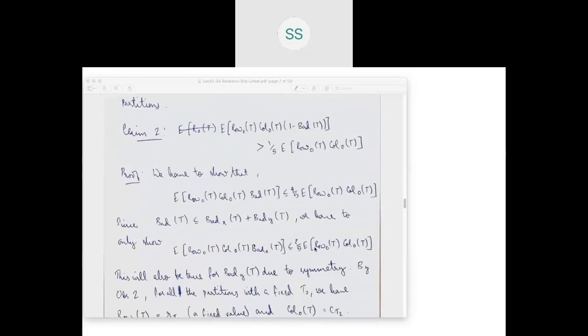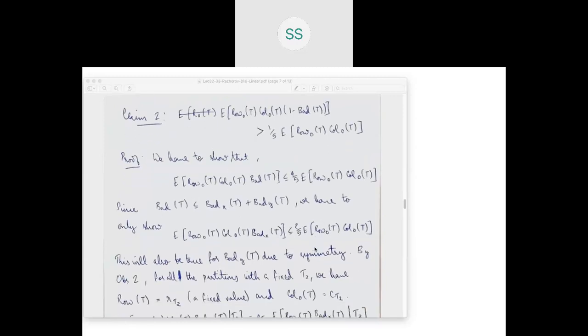Okay. So we'll show it in a slightly different way. So we'll instead show that, we can rearrange this and show that the expected value of row 0t, column 0t, bad t is at most 4/5 times expectation of row 0t and column 0t. So then by linearity of expectations, this will follow. Fine. So it's enough to show this.